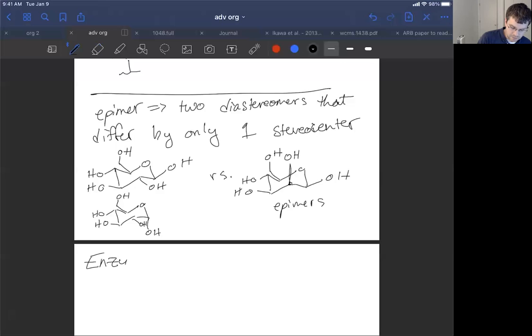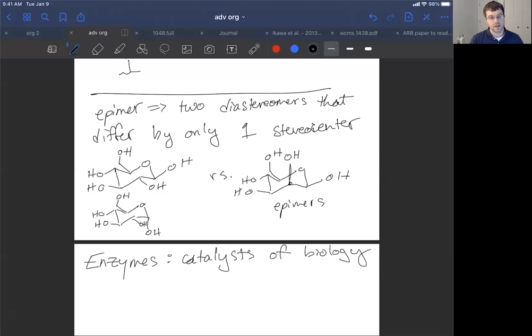Next, I want to talk generally about enzymes. So enzymes are the catalysts of biology. And the more you think about enzymes, the more you just think, my goodness, these are sort of everything in biology. They're the transistors that make things go. They're the ones that control the zeros and ones that make these biological machines actually operate.